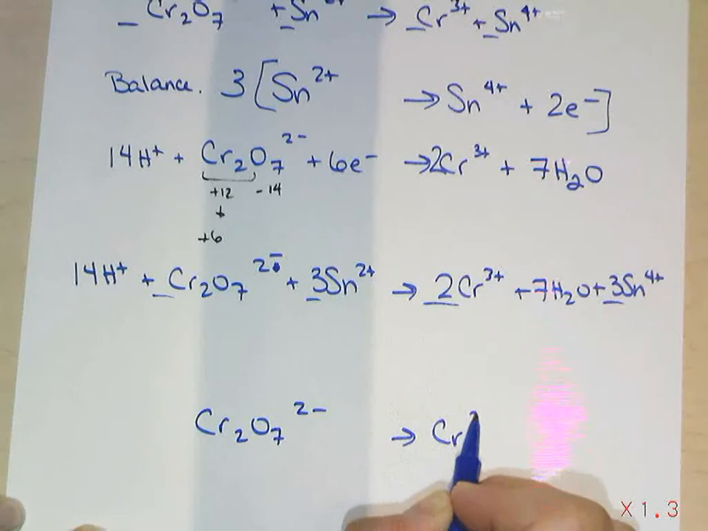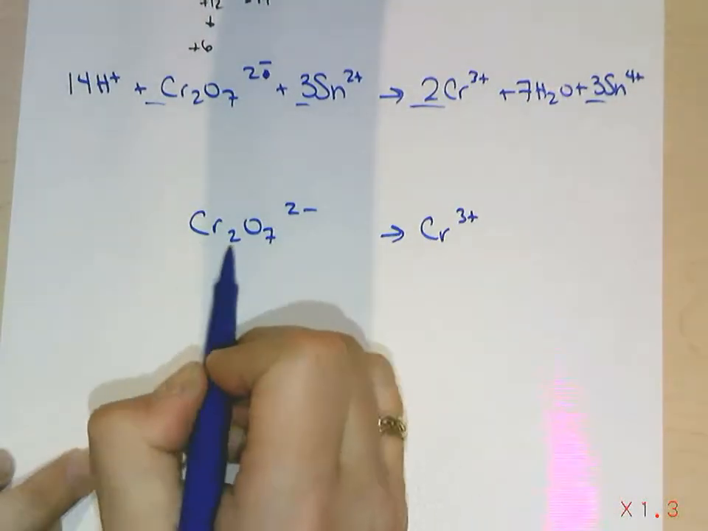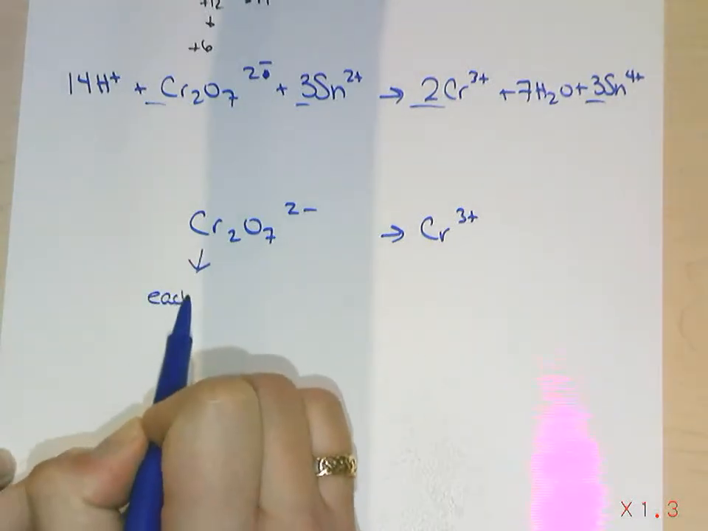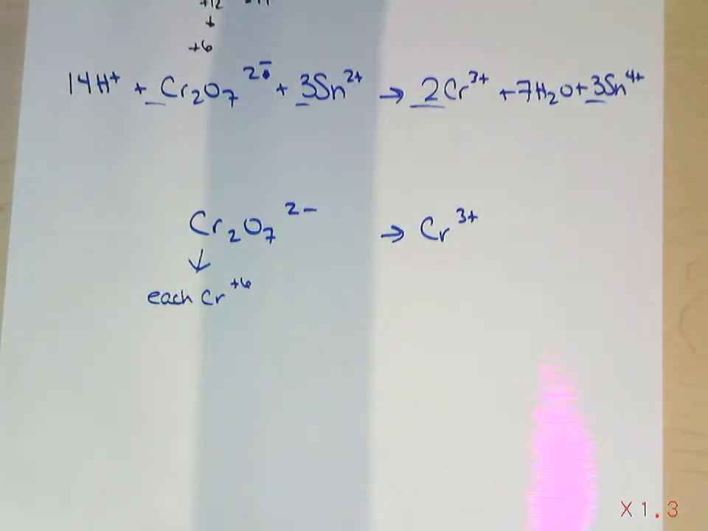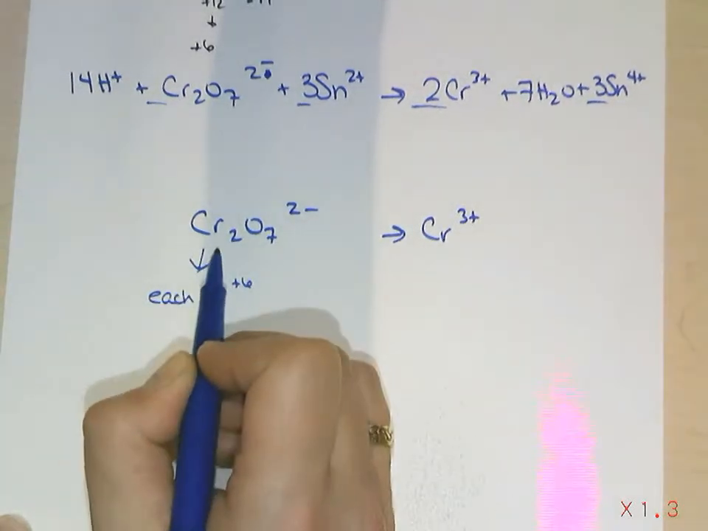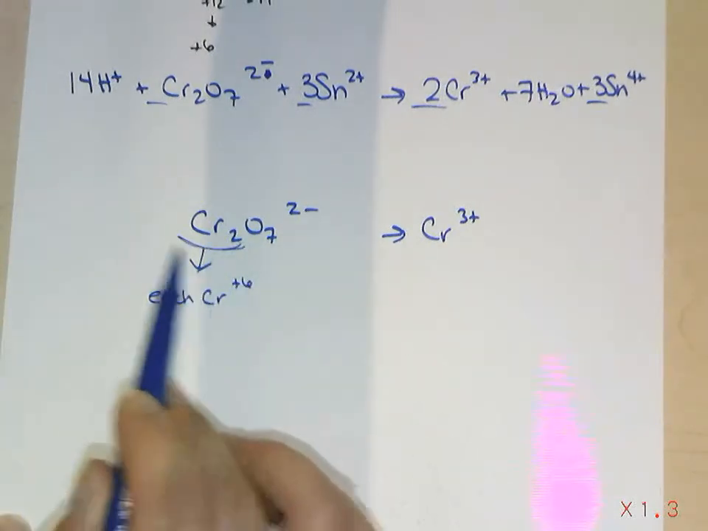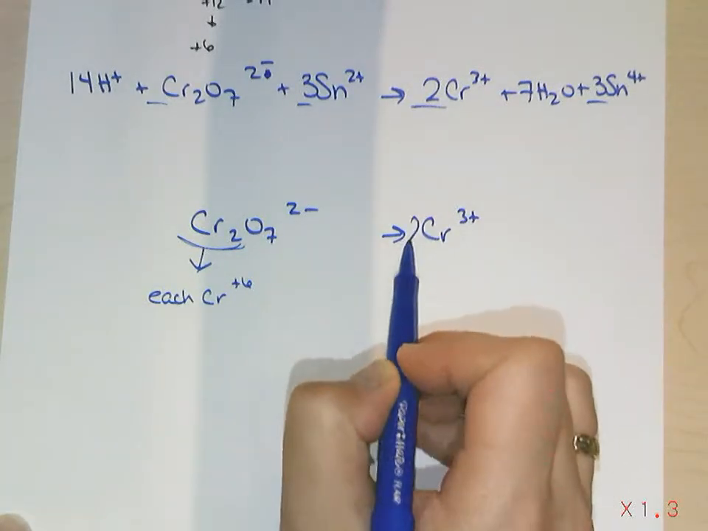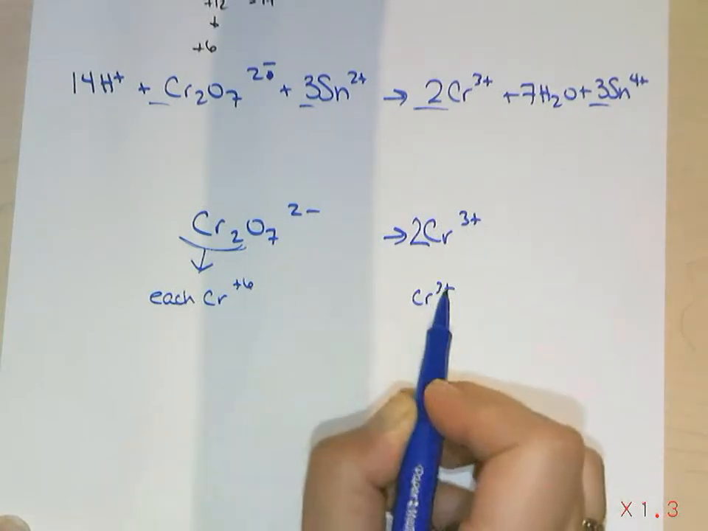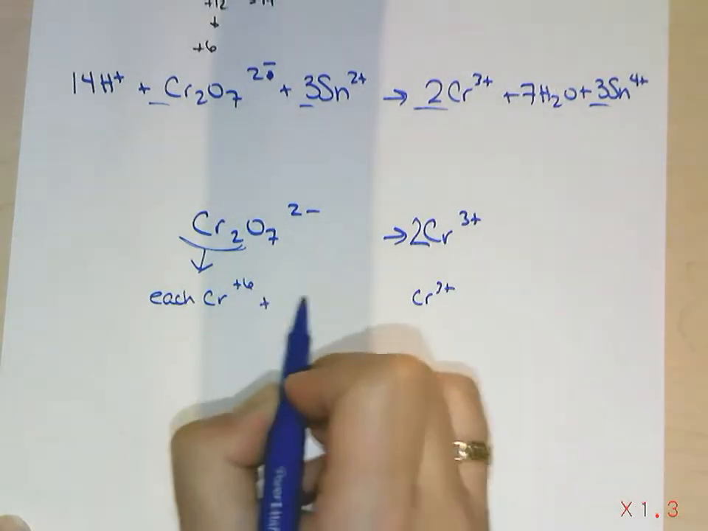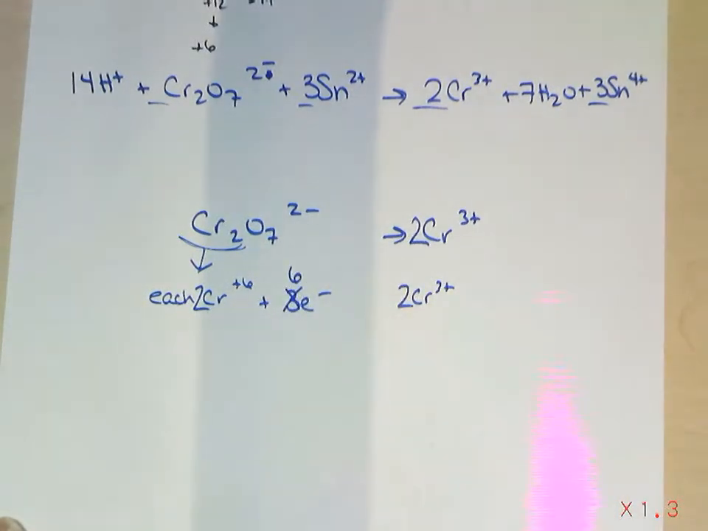All right, so just looking at this part. So we decide that each chromium's plus 6. How many chromiums do I have on this side? Oh, total number, right? I have two chromiums, so how many do I need over here? How many electrons do I need to go from 6 plus to 3 plus? 3. But then I have 2 of these. Right, each chromium needs 3 electrons, so it's 6 total.